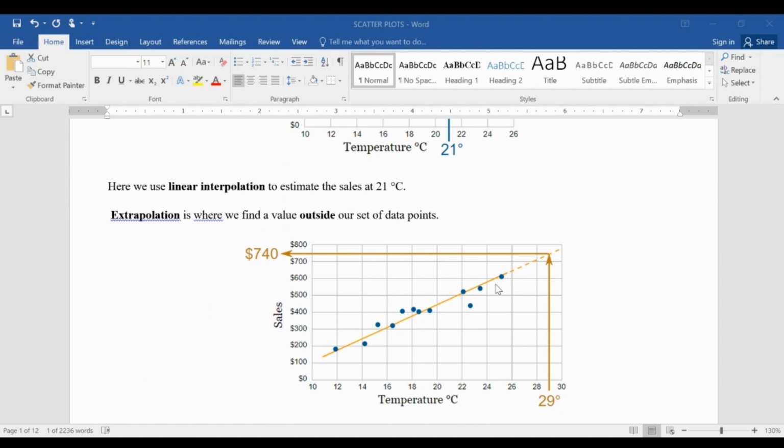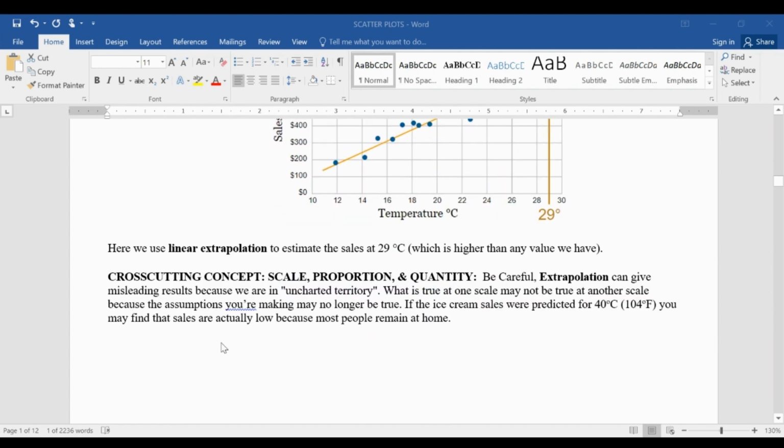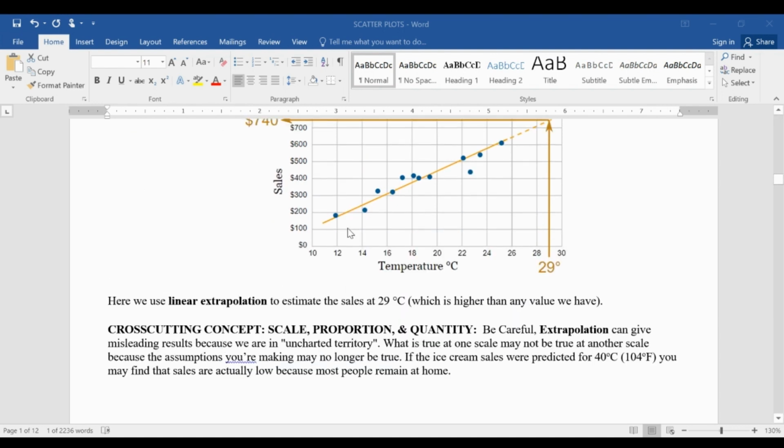And so we only tested up to 25 degrees. Well, what if it was 29 degrees? Well, maybe we would earn about $740. Now, we do have to be careful with extrapolation because it can give misleading results because we are assuming that that relationship, that this linear line continues way beyond the data set.